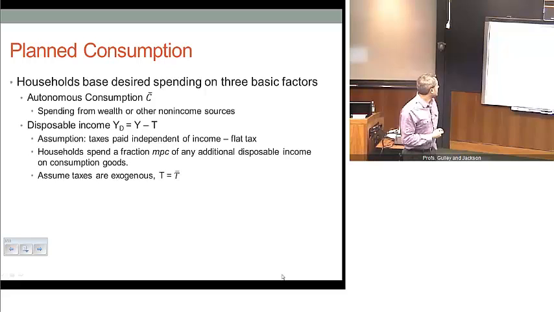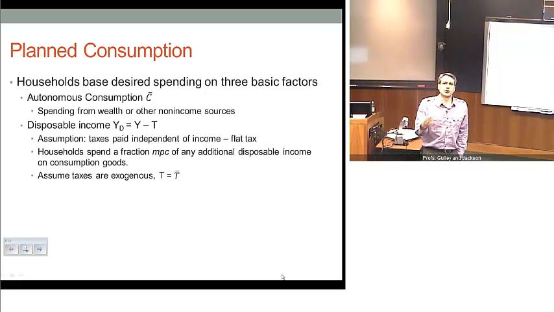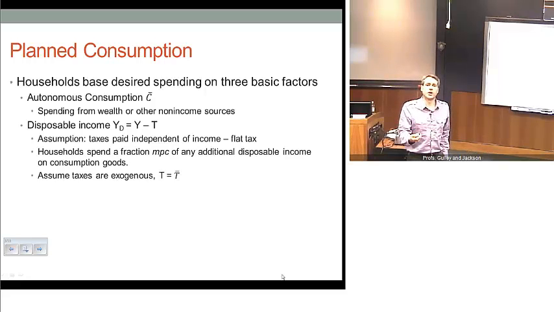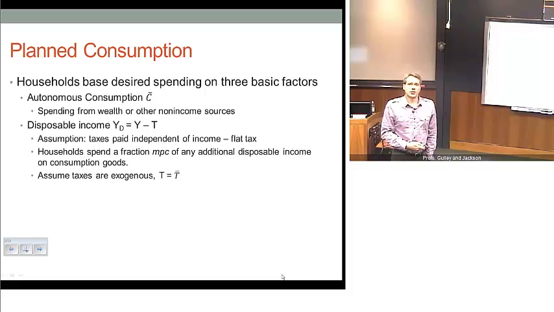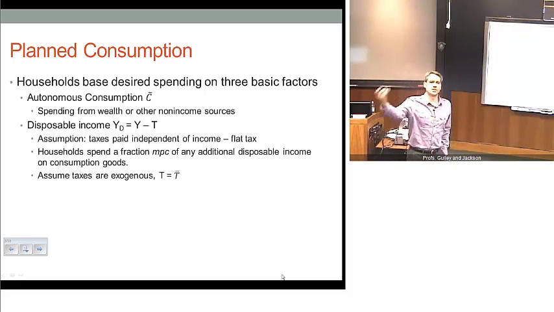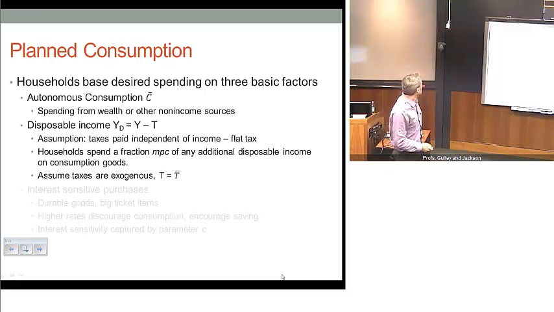The second piece is this notion that households are going to spend a fraction of any additional income, and that fraction is relatively constant. We refer to that as the marginal propensity to consume. As we get one more dollar of extra disposable income, how much of that do we spend on consumption goods? And so we also assume that taxes are going to be exogenous, right? So they're just determined by politicians in Washington, D.C., and that's sort of independent of all of the other modeling that goes on in this model.